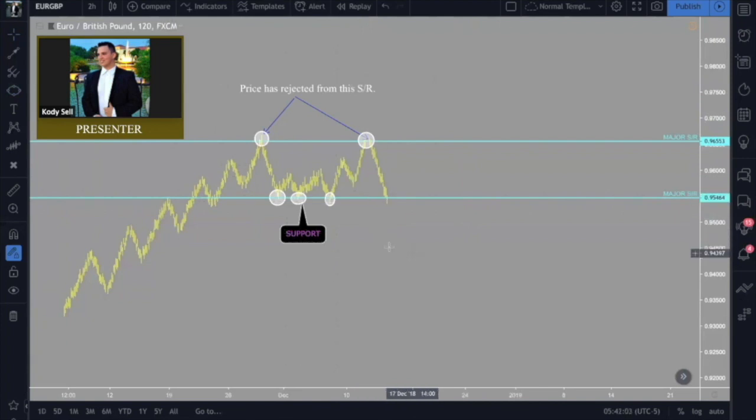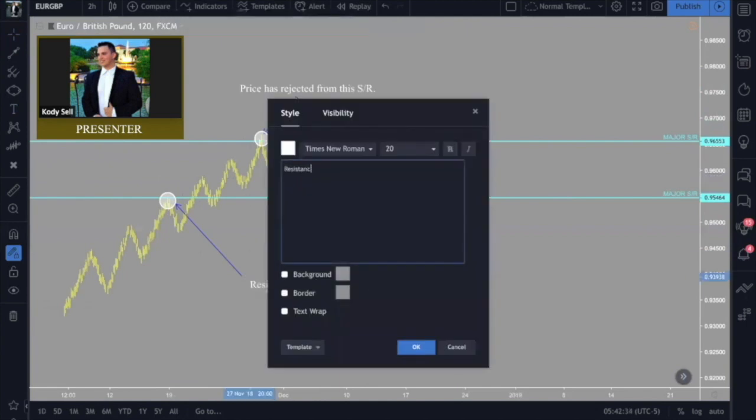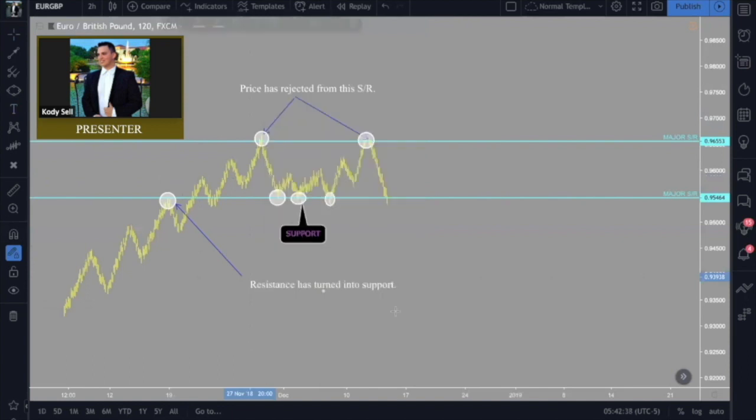But note this, guys, also on the support level in this example, it was previously resistance. So we have a second indicator here that this is a significant support and resistance level in the market. So resistance has turned into support. All right, that is another key identifier for support and resistance.